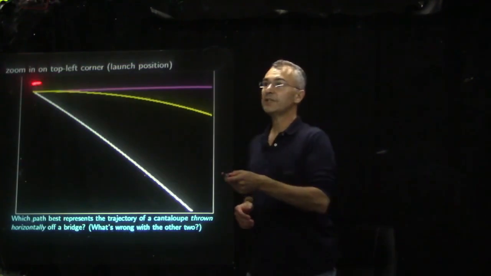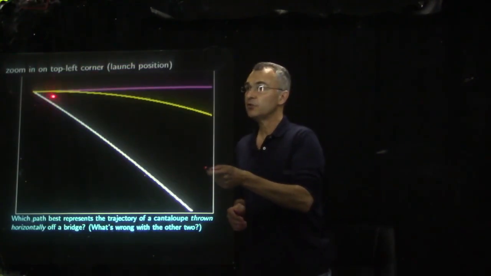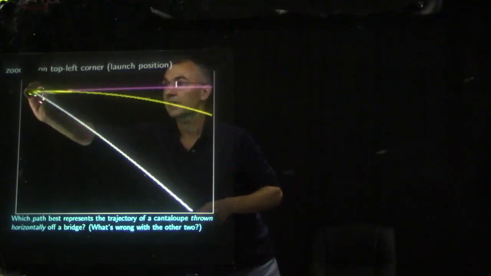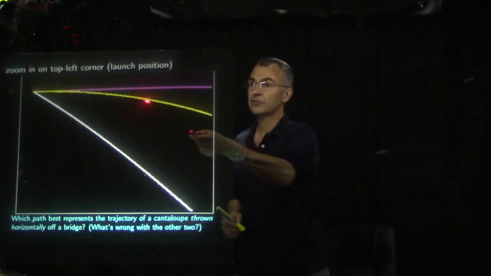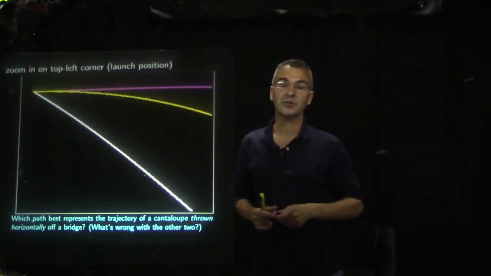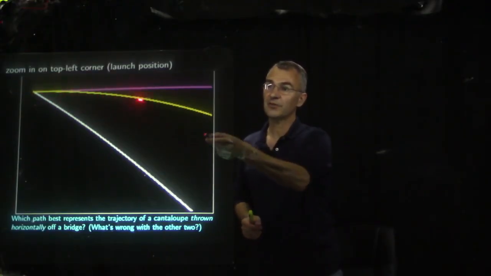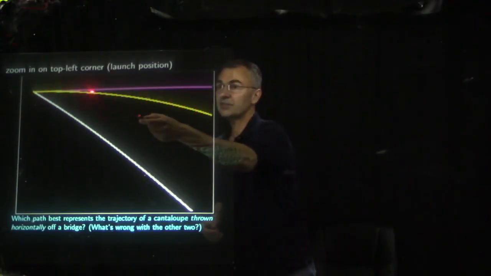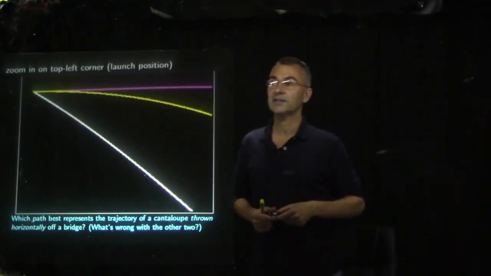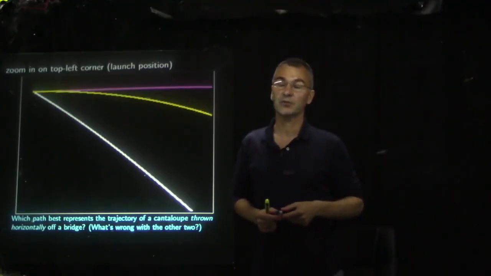And in fact, if we zoom in on the top left corner, the launch position, you can see that the yellow curve starts out with a tangent line, which is horizontal, and then it gently curves downward, which I think we expect for constant acceleration. Constant acceleration means constant downward curvature. That actually means constant downward second derivative of the curve. The magenta line just seems to be flat, so that doesn't seem consistent with a constant downward acceleration.